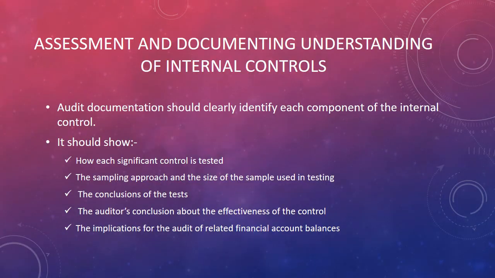Next is assessment and documenting understanding of internal controls. Audit documentation should clearly identify each component of the internal control. It should show, first, how each significant control is tested. Second, the sampling approach and the size of the sample used in testing. Third, the conclusions of the tests. Fourth, the auditor's conclusion about the effectiveness of the control. And fifth, the implications for the audit of related financial account balances.